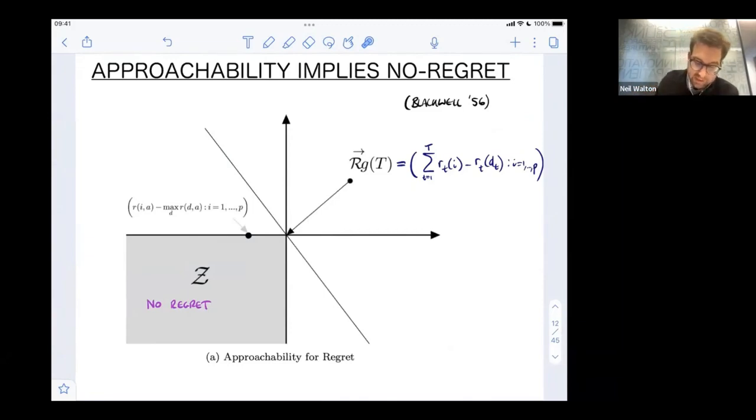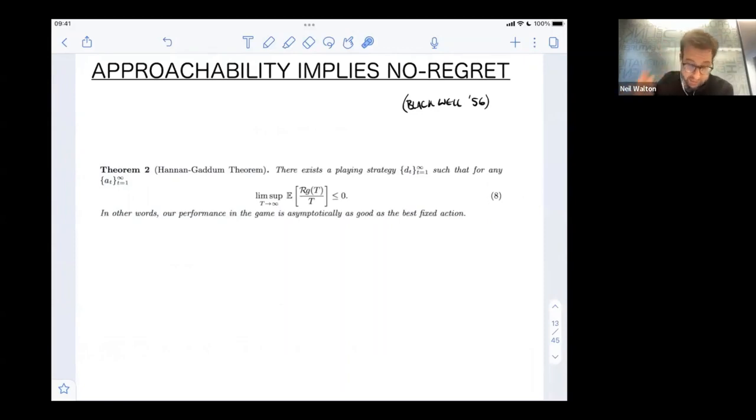In order to get that, you can phrase the problem as one of these approachability questions, where my vector of regret should be as small as possible, so we want it to be in this no-regret region, this polytope over here. For whatever state we're in, there's a decision that I can make that always belongs to that set, so whenever I project down onto my hyperplane, there's also a decision that I can make that lies on this side. And so that's the result. It's originally called the Hannan-Gaddum theorem, and in 1956 it was proven by Blackwell.